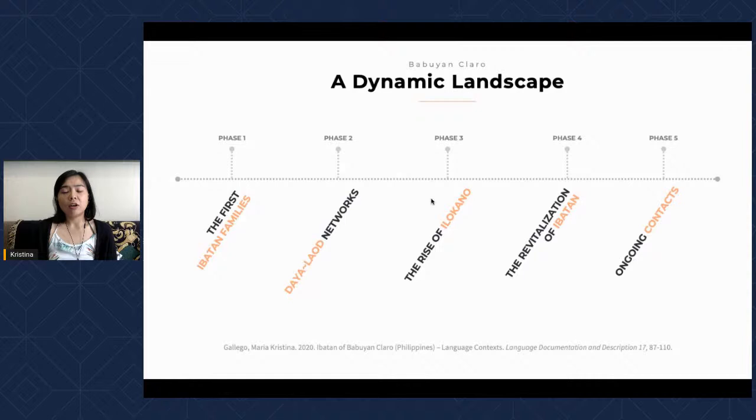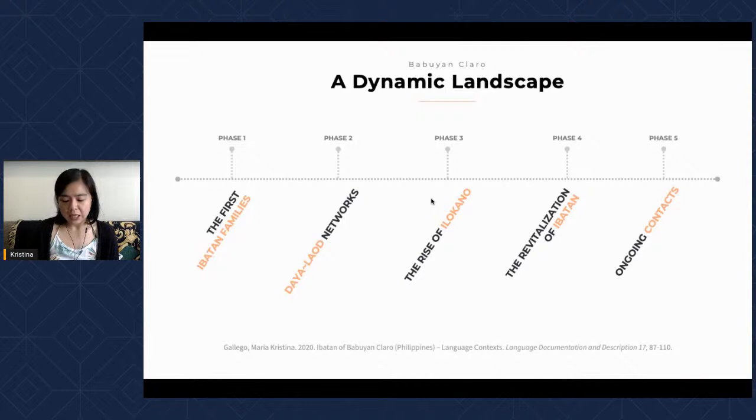And of course, Ibatan is also used as the medium of instruction following the mother tongue-based multilingual education. Although this is still dependent on who the teacher is. So if the teacher is an Ilocano immigrant who is not so proficient in Ibatan, then perhaps the medium of instruction would still remain in Ilocano.